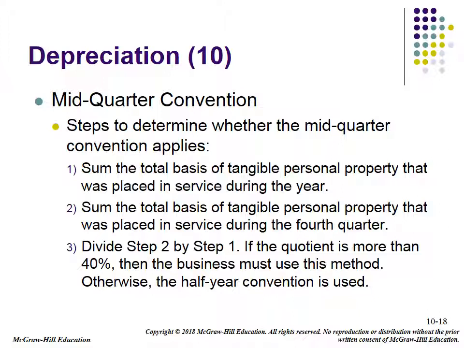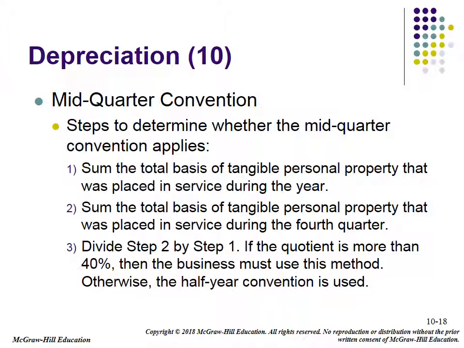This applies, by the way, to the calculation you do every year. If you are forced into a mid-quarter convention, all the personal assets purchased that year use the mid-quarter convention. So we have to calculate now using 4 different tables: one for purchases in the first quarter, one for the second quarter, one for the third quarter, and one for the fourth quarter. And we'll be seeing those tables in a few minutes.